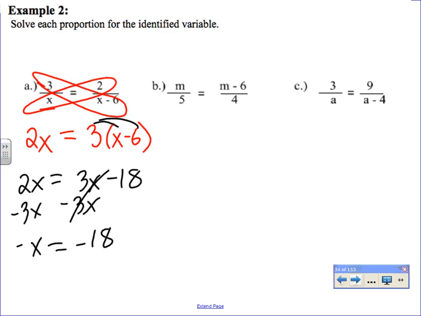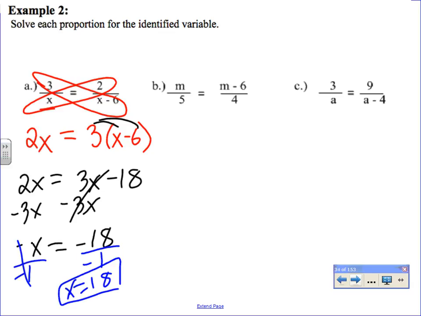Shane, how do we get rid of the negative in front of x? Good. Multiply both sides by -1 or divide both sides by -1. Same thing. Doesn't matter. I have a habit of always dividing, but you may multiply. Whatever you guys prefer. This goes away. We're left with x equals +18.